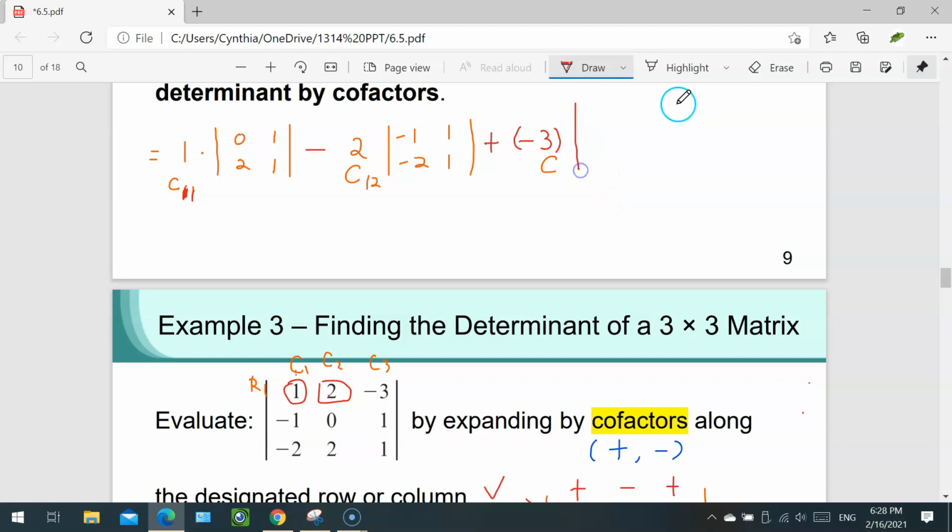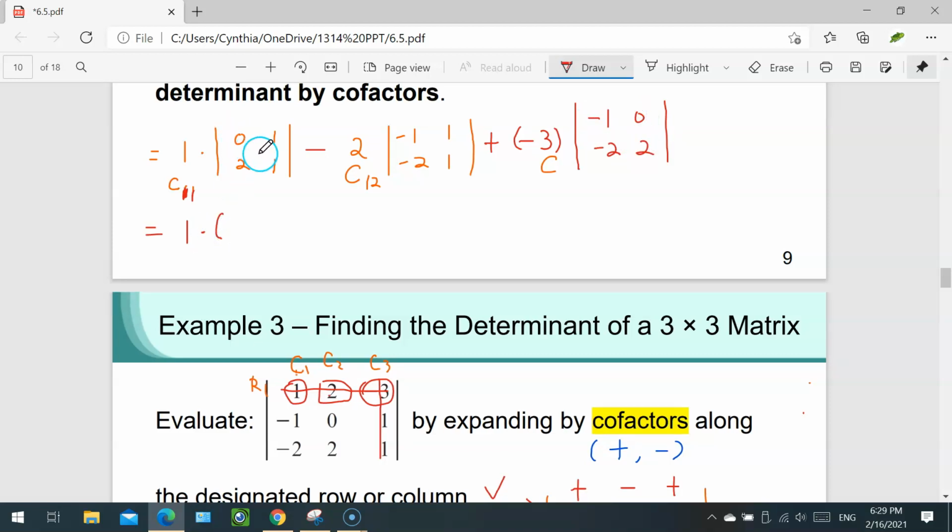Now I need to create a determinant 2 by 2. So the determinant 2 by 2 is coming from, right, this number. I draw the horizontal line and vertical line to intersect at the cofactor negative 3, and then the remaining 4 will turn to the minor. So I have the negative 1, 0, negative 2, and a 2.